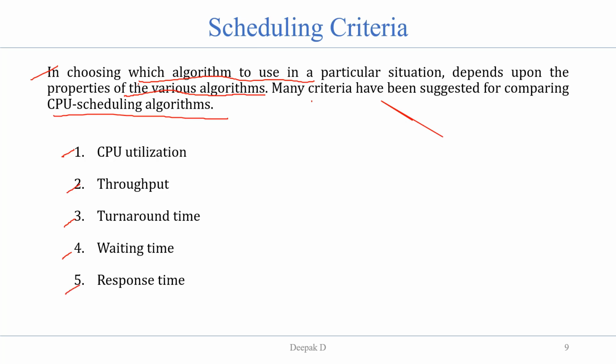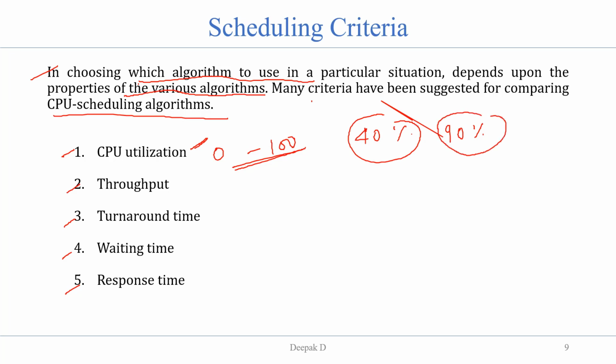What actually is CPU utilization? We want to keep the CPU as busy as possible. CPU utilization can range from 0 to 100% conceptually, but in reality it should range from 40% to 90%. 40% is for a lightly loaded system and 90% for a heavily used system. So this is CPU utilization.